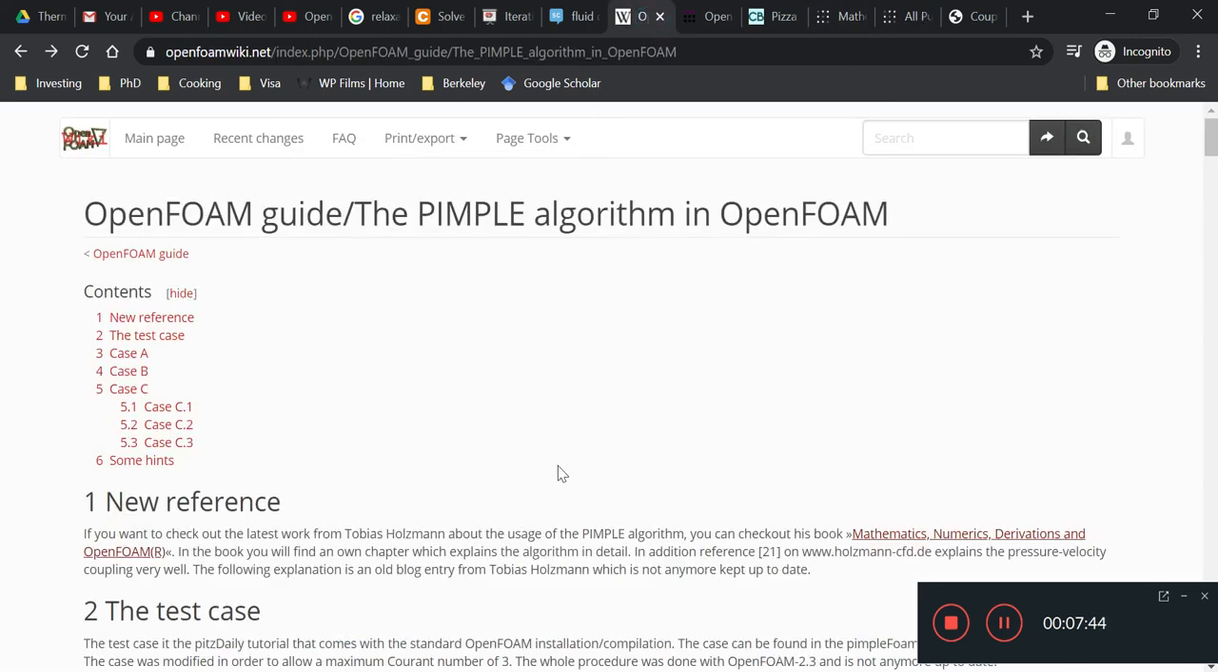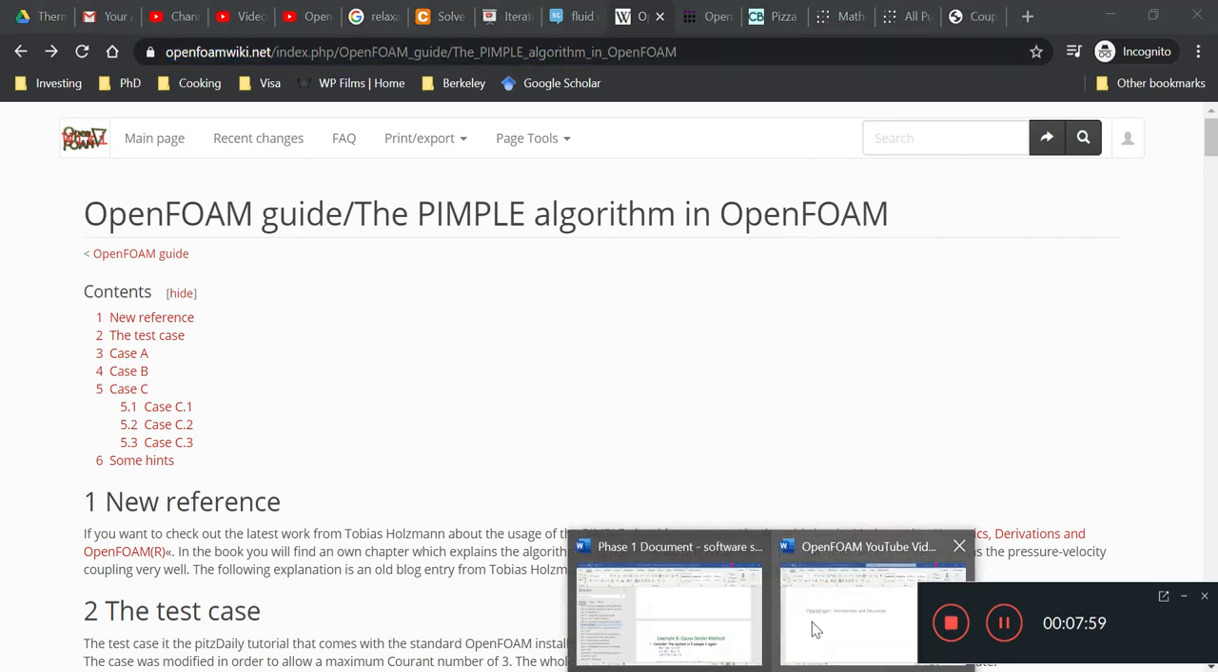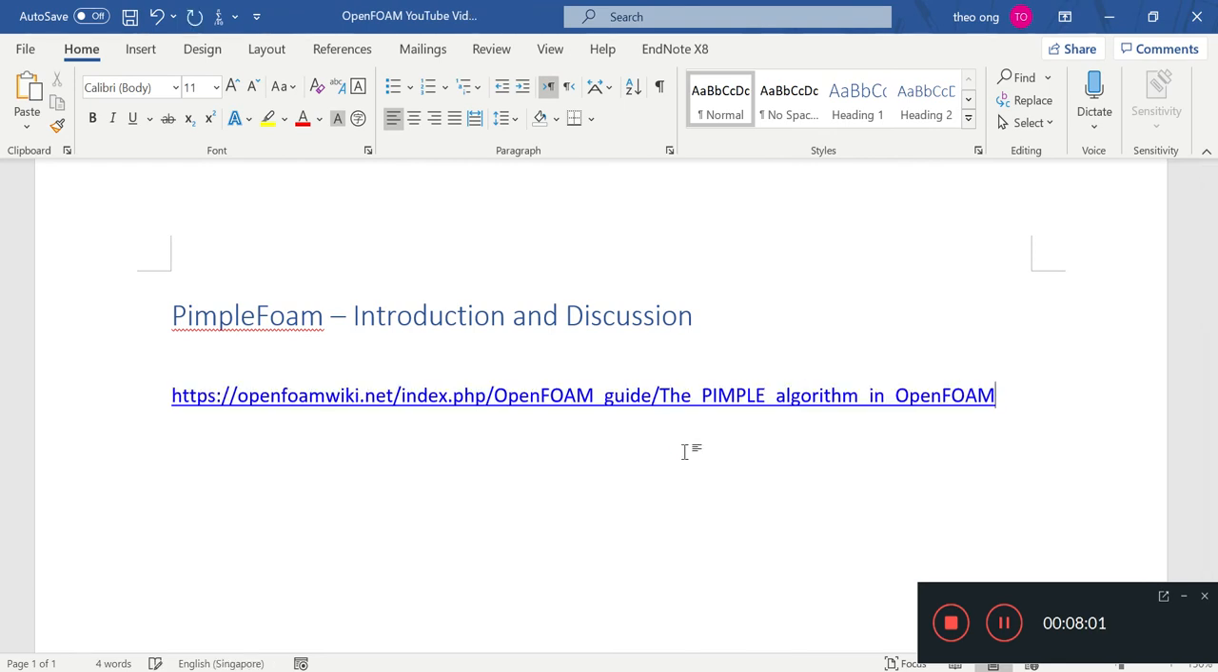First things first, we can get an answer to that by coming to this OpenFOAM wiki. It is called the OpenFOAM guide, where they talk about the pimple algorithm in OpenFOAM. So I'm going to copy and paste that here into this Word document, where I'm using it to discuss what it is about.